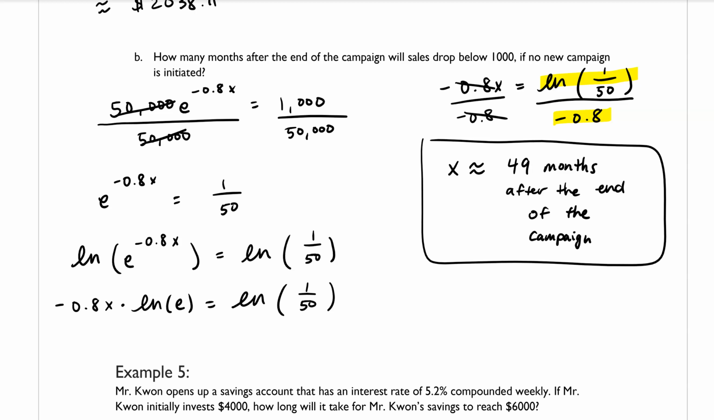Okay. Example 5 says Mr. Kwan opens up a savings account that has an interest rate of 5.2% compounded weekly. If Mr. Kwan initially invests $4,000, how long will it take for Mr. Kwan's savings to reach $6,000?